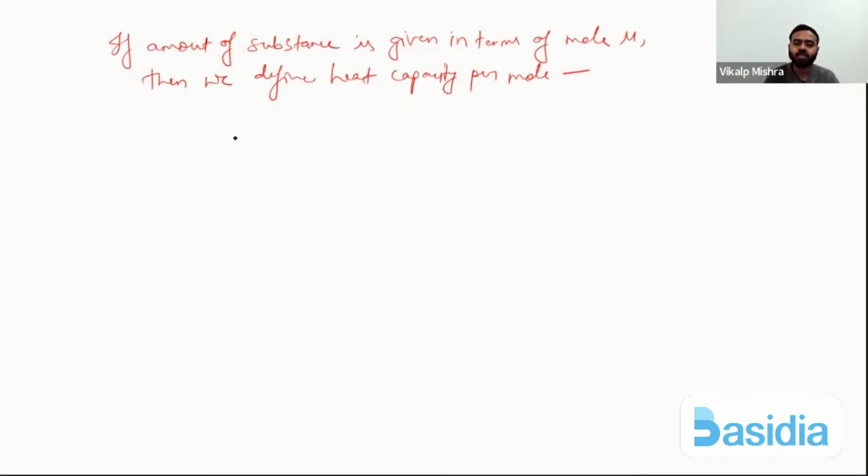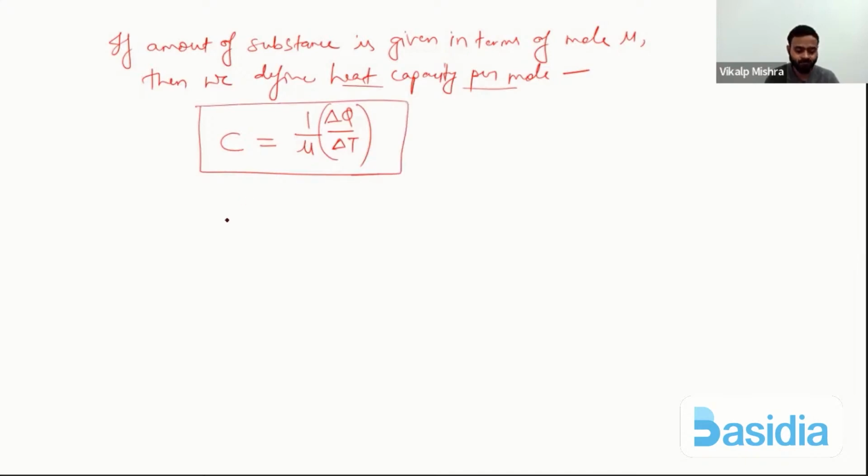So we denote it by capital C, and that is equal to heat capacity, delta Q by delta T, divided by moles, mu. Per mole means divide by moles as well. So it became molar specific heat capacity. So C is called the molar specific heat capacity.